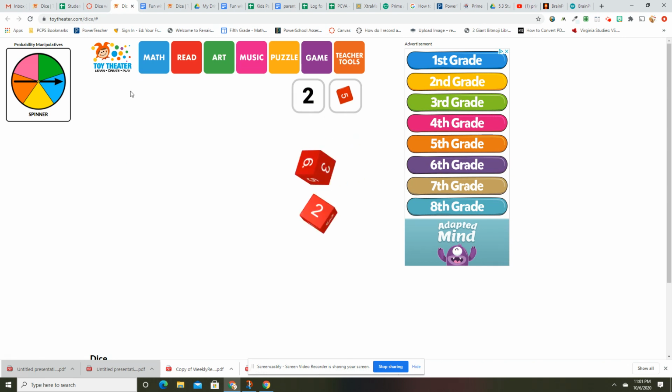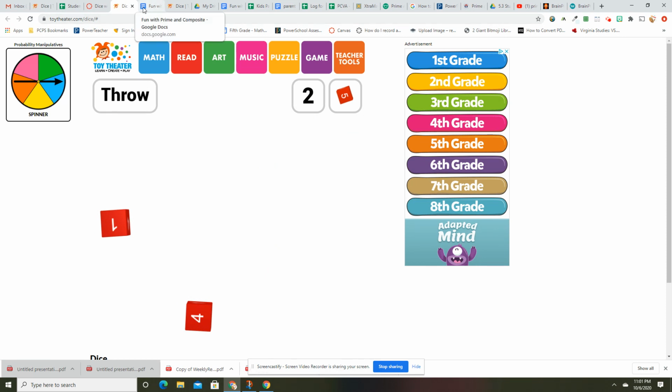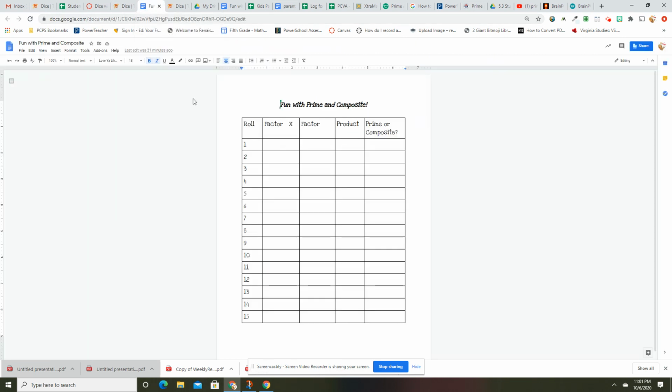All right, so you roll the dice. You have 4 and 1. So I'm going to type in 4, 1. My product is 4. Is it prime or composite? Well, even though this factor is a 1, I know that 4 has another factor, which is 2. So I know that this is going to be composite. So you just type in composite.